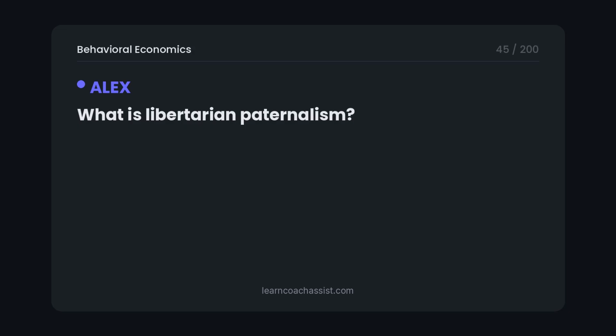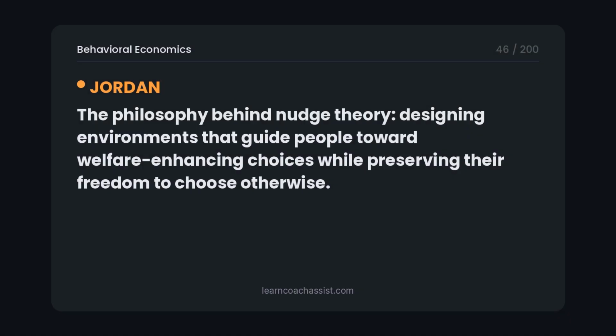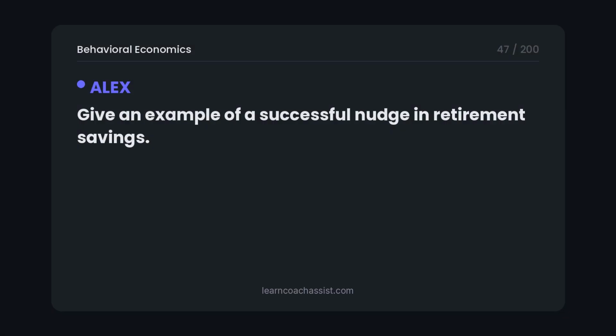What is libertarian paternalism? The philosophy behind nudge theory, designing environments that guide people toward welfare-enhancing choices while preserving their freedom to choose otherwise. Give an example of a successful nudge in retirement savings.